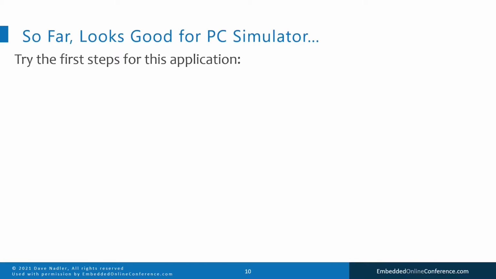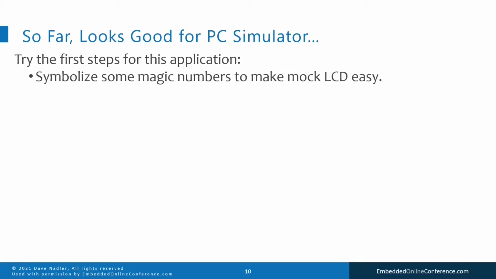Now that we've scoped out the effort required and it doesn't look too bad, let's go ahead and try the first steps for this application and see what happens. So the first thing that we're going to do is symbolize some magic numbers. There are a bunch of magic numbers scattered around that are going to make the LCD management difficult in the simulator, and make it difficult to work on the application as well.